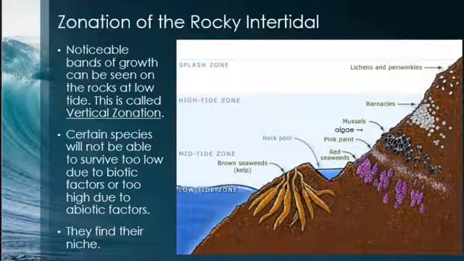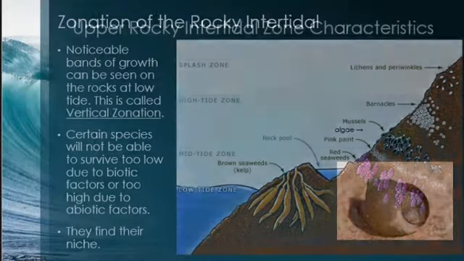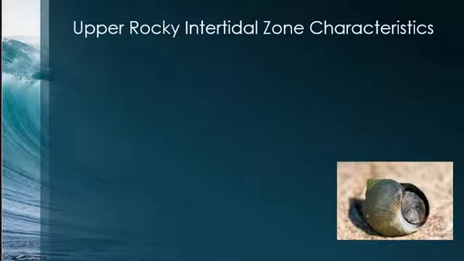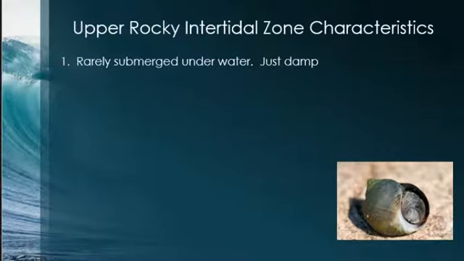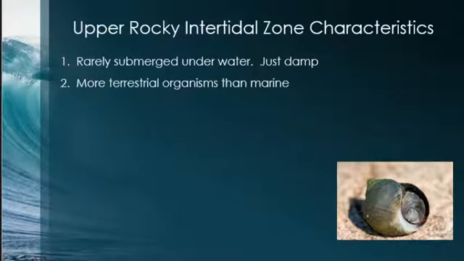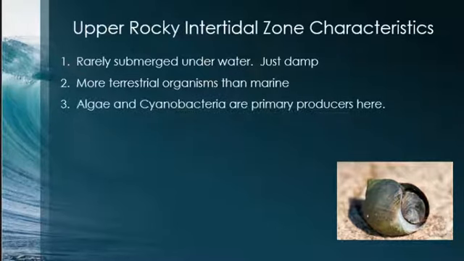What are y'all writing? We have middle intertidal characteristics, lower intertidal characteristics, ecological succession. Oh, and then here we go, a big blank for upper. Here we go. Rarely submerged, just splashed. More terrestrial organisms than marine, like sand or land crabs, if you will.